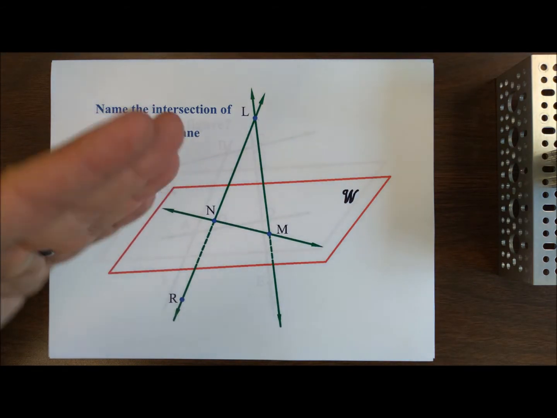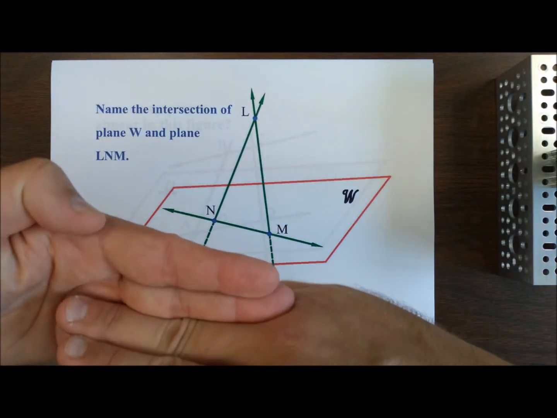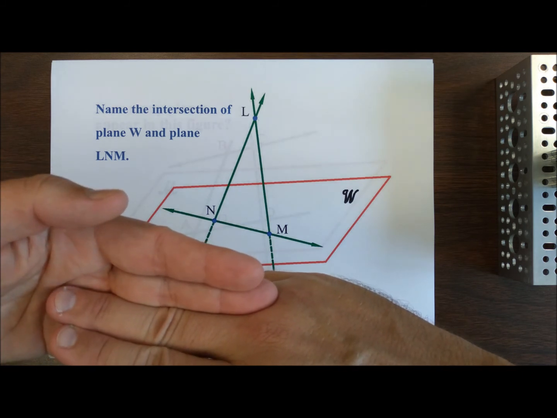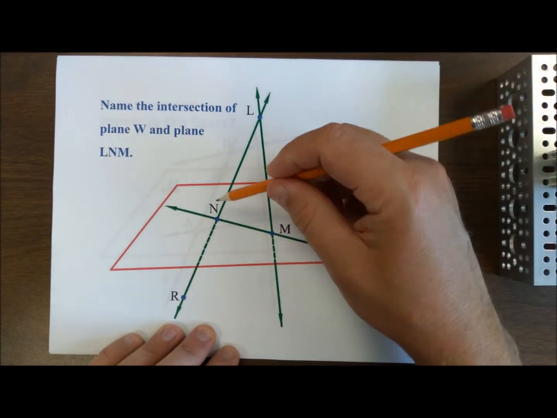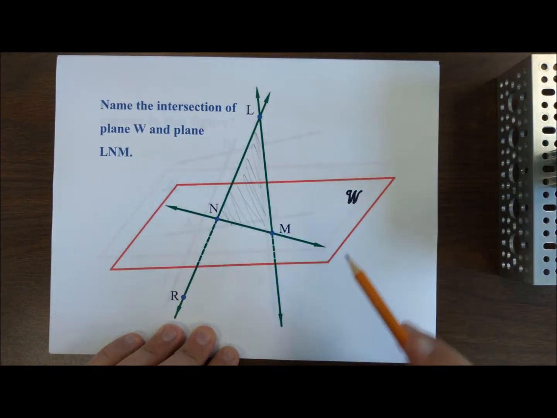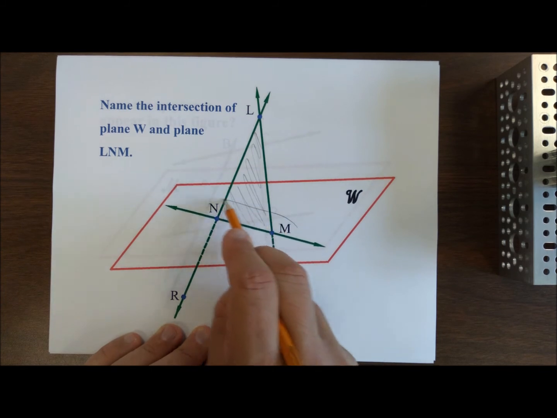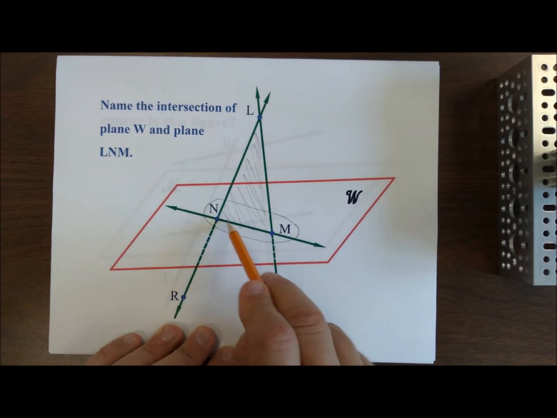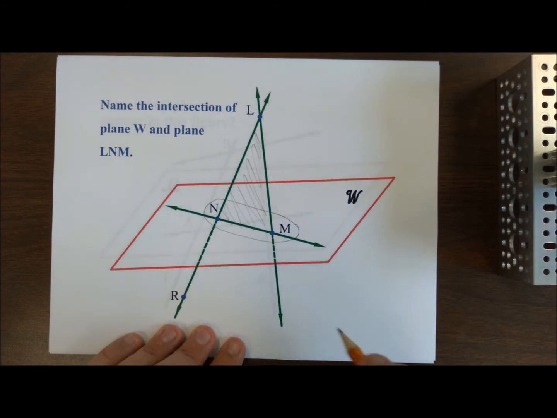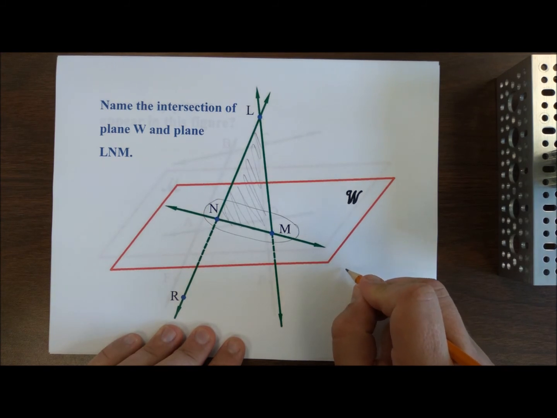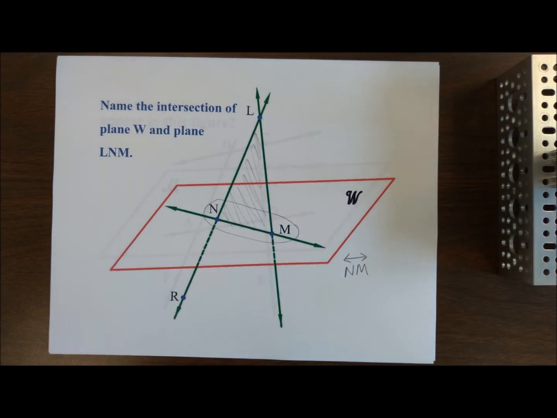If I take this hand and call it a plane, and this hand and call it a plane, and I make them intersect, what is formed where they cross? You can see a line forming where they intersect. And you can hopefully picture that where this plane crosses this plane, they are intersecting right here on this line NM. That line NM is formed where those 2 planes cross one another. So if we were going to name the intersection of plane W and plane L and M, I would say that is line NM. That's where they cross.